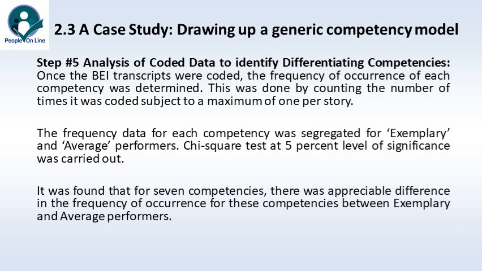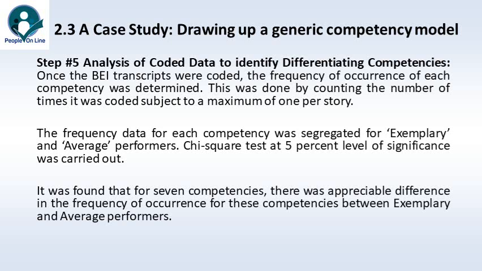Step 5, analysis of coded data to identify differentiating competencies. Once the BEI transcripts were coded, the frequency of occurrence of each competency was determined. This was done by counting the number of times it was coded, subject to a maximum of 1 per story. Those amongst you who have prior exposure to BEI would know that there are 6 stories in each interview. We would be taking up BEI in the next session. In the sense, the third video would be on BEI.